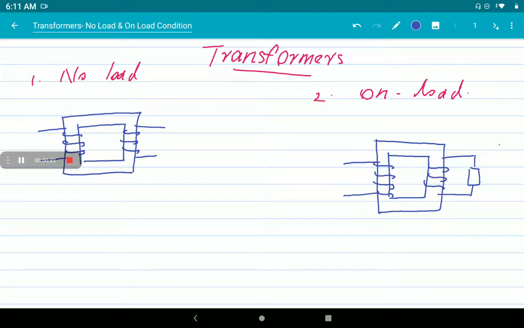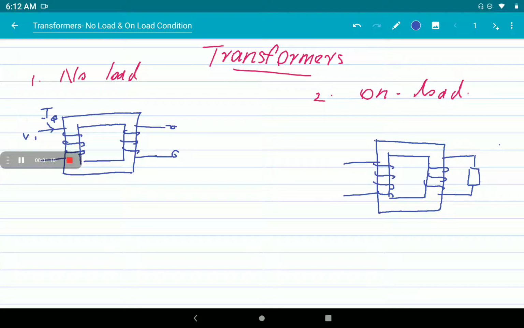On no load condition, no load means the secondary is open. This side is open. There is no load connected on the secondary side. So only the V1 voltage is applied on the primary side, and there will be a current taken as I0. I0 is the no load current coming from the primary side. Now we are assuming that there are no core losses and copper losses.